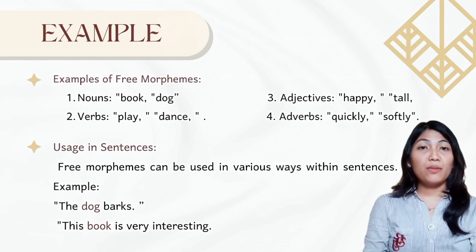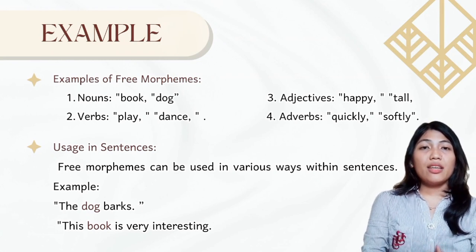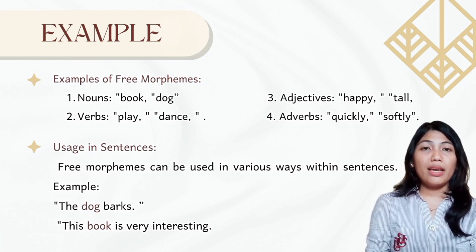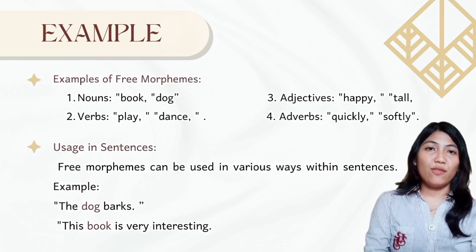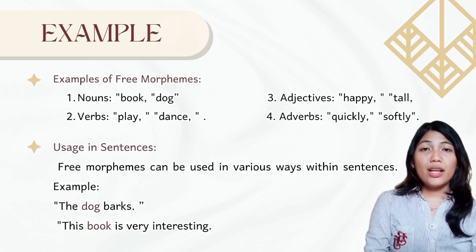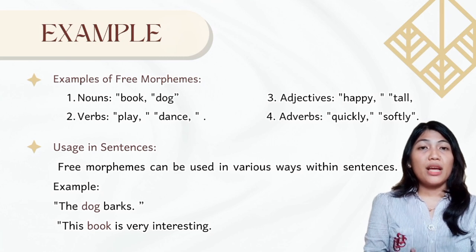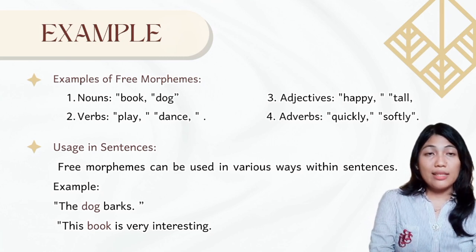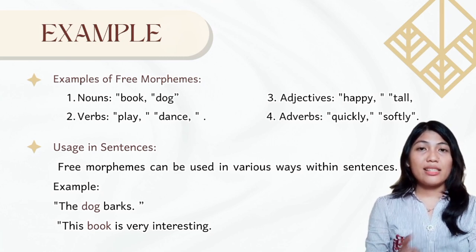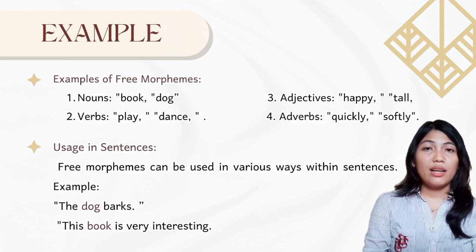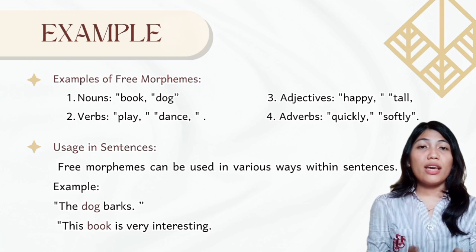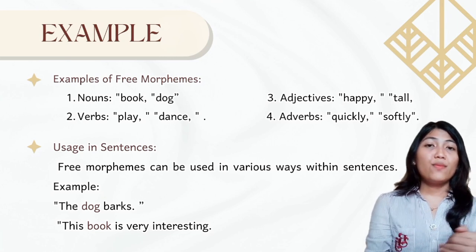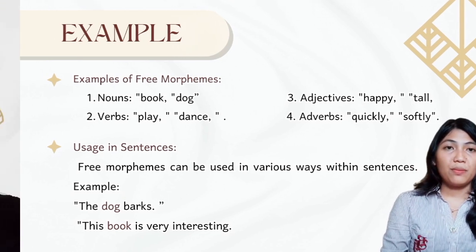So these are examples of free morphemes. Nouns, example book, dog; adjectives, example happy, tall; verbs, example play, dance; and adverbs, example quickly, softly, and others. Usage in sentences: free morphemes can be used in various ways within sentences. Example, the dog barks, where dog is a noun, and this book is very interesting, where book is a noun.